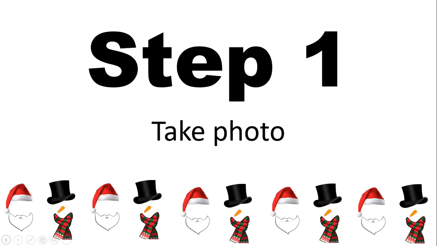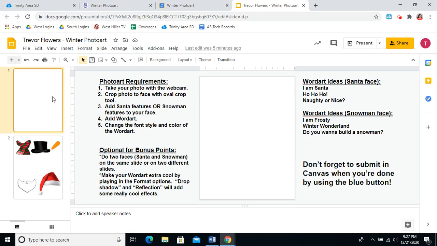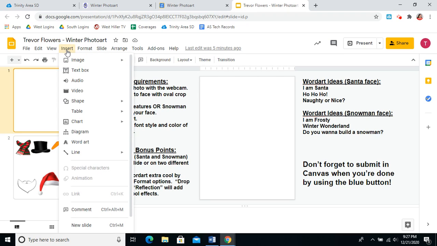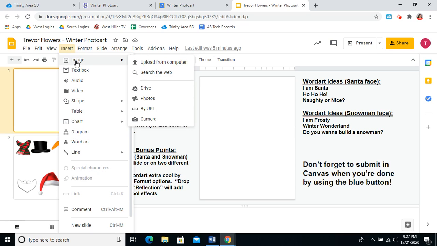Step 1, taking your photo with the webcam. So we'll be starting on slide 1, and step 1 says to take your photo with the webcam. So to do that, I want to put in the photo. We have learned that the big fancy word for putting things in is insert. And we're going to put in an image because that is a picture or photo or clip art or drawing. And since we're taking it with a webcam, we will choose camera.